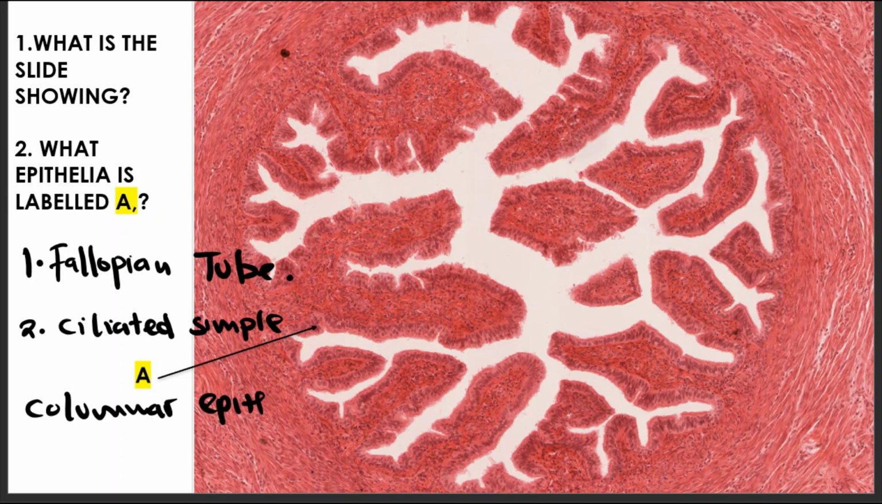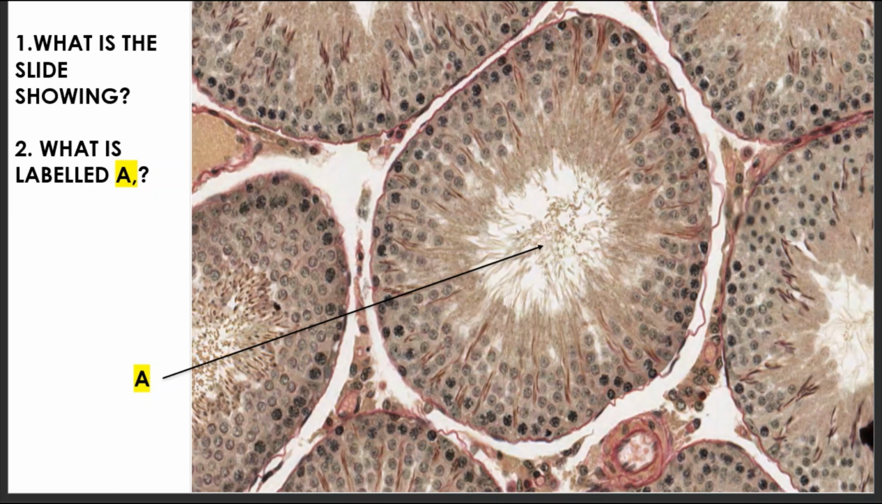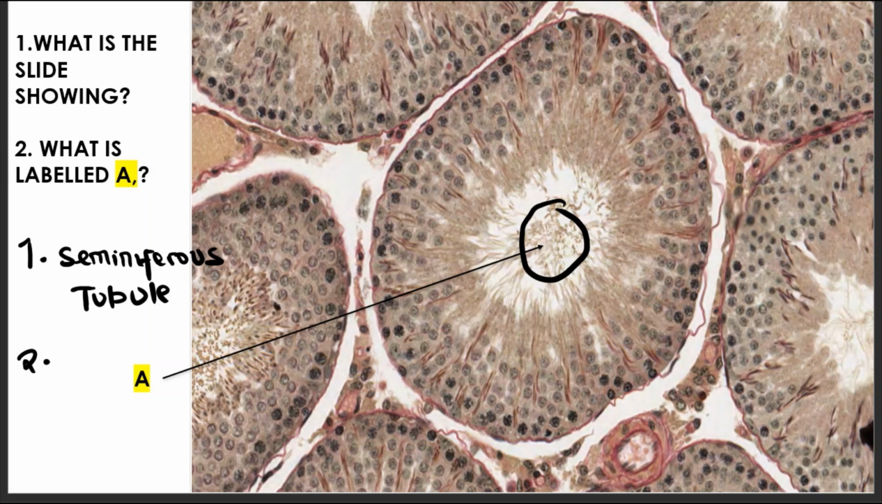Epithelia that is used to propel the egg by cilia wafting as one of the mechanisms. What is showing here? This is the seminiferous tubule. And you can see inside of the seminiferous tubule here, that is spermatozoa. So what is labeled A here is simply spermatozoa.